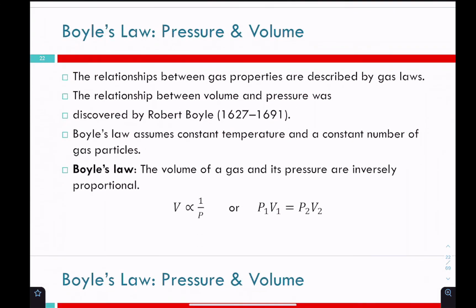So this relationship was discovered by, as it's named, by Robert Boyle. And we're assuming a constant temperature and a constant number of gas particles. So the other way to write this out is this inverse, or volume is proportional to 1 over the pressure.